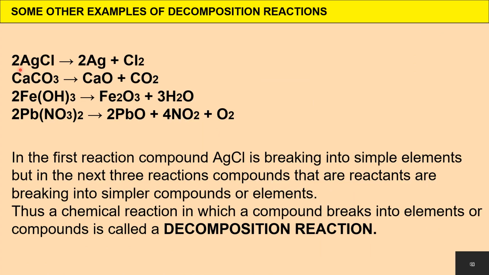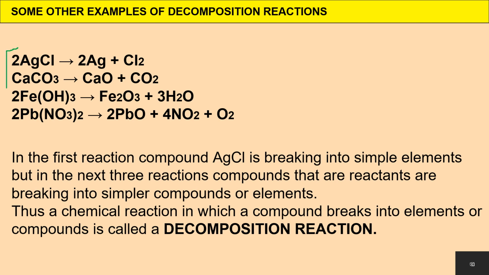Some more examples of decomposition reactions. In the first reaction, silver chloride is decomposing into silver and chlorine. In the second reaction, calcium carbonate is decomposing into calcium oxide and carbon dioxide. In the third reaction, iron hydroxide is decomposing into iron oxide and water. And in the last reaction, lead nitrate is decomposing into lead oxide, nitrogen dioxide, and oxygen. Have you noticed any difference in these reactions?